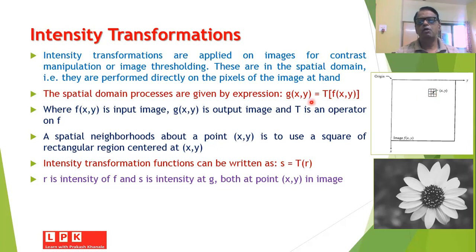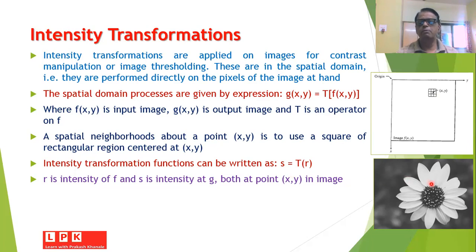We write it as g of x comma y is equal to T of f of x comma y, where f of x comma y is the input image, g of x comma y is the output image, and T is an intensity operator, which performs a certain operation on the image. Intensity transformation functions can be written as s is equal to T of r, where r is the intensity of the image f, and s is the intensity of the output image g, and both denote the intensity at the point x comma y in the image.